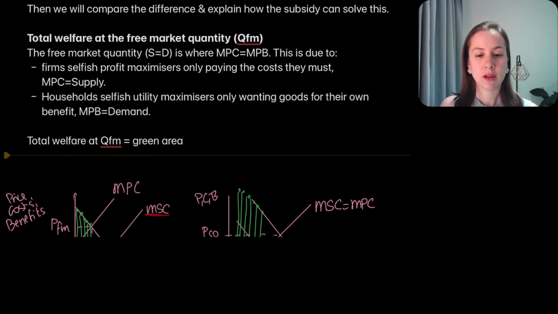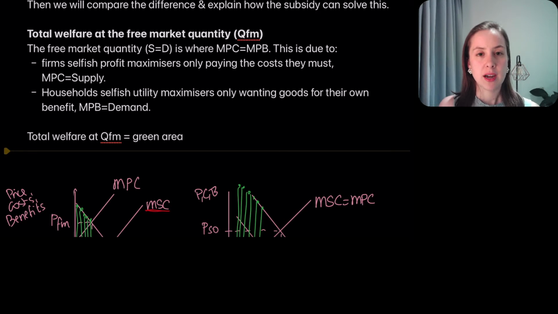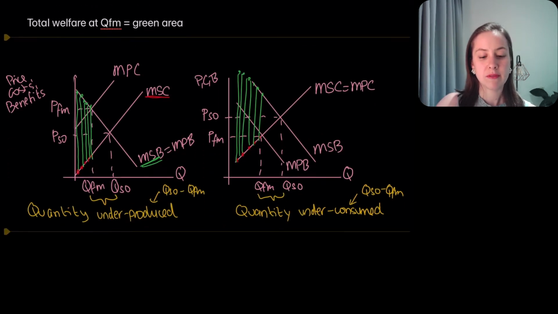Okay, total welfare at the free market quantity. Just to recap, the free market quantity is where supply equals demand, in this case, where MPC equals MPB. Why is MPC the supply curve? Because firms supply, they are selfish profit maximizers. They want to pay only the cost that they actually must pay. Households are selfish utility maximizers. They only want to demand the good according to how it benefits them. So that explains why QFM, if you keep your eyes peeled with this, QFM is where MPC equals MPB. That's how you always find where your QFM is.